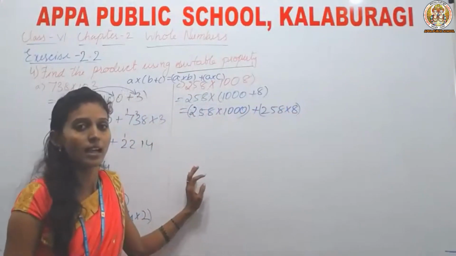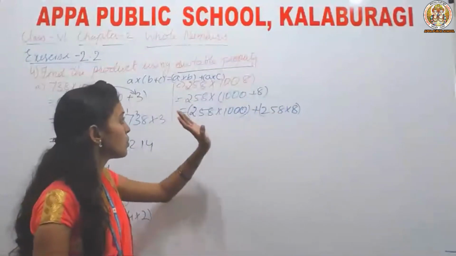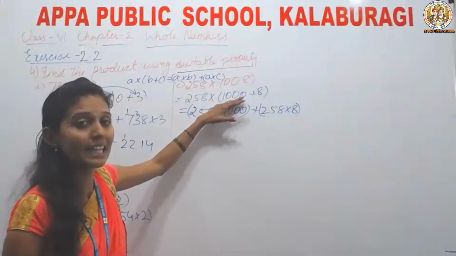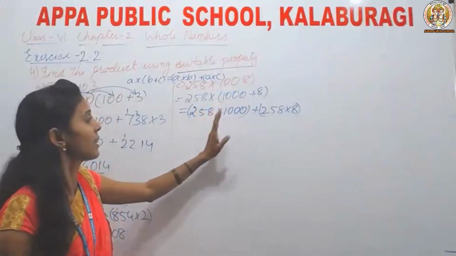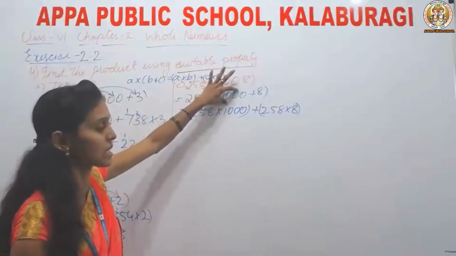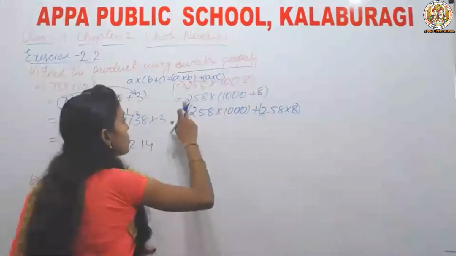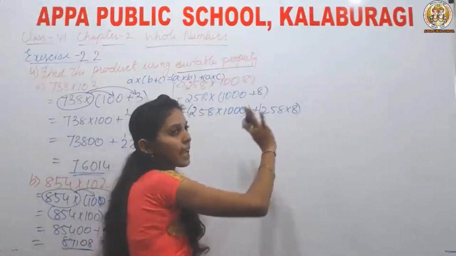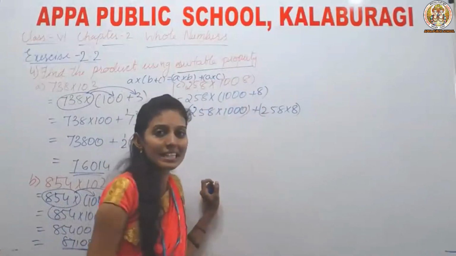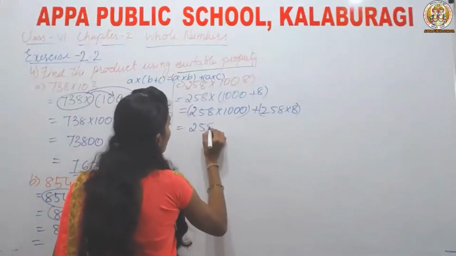Most of the students, see, I have this many years of experience. In that experience, what I observed is most of the students will split this way. That is right. After splitting, they'll just go wrong in the distribution. They'll multiply this number with this, but they'll forget to multiply the same number with this. What they'll do, 258 into 1000 plus 8, 8 they'll keep as it is. No, we have to distribute this number to both the numbers which are inside the bracket. Got it? Yes.